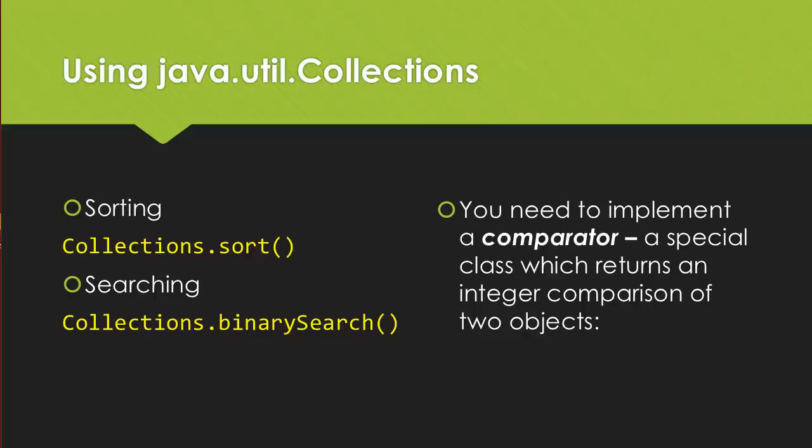Before I can sort or use binary search in the Java Util Collections library, I first need to create a class that implements something called a comparator. And a comparator is a very special class which returns an integer comparison of two objects. So if you take two objects and compare them, and object A is less than B, the comparator should return a negative value. When A equals B, the comparator should return a 0. And when A is bigger than B, the comparator should return a positive number.